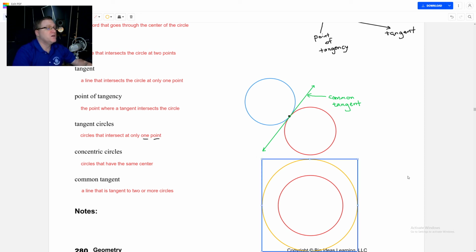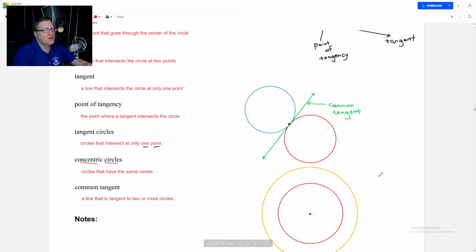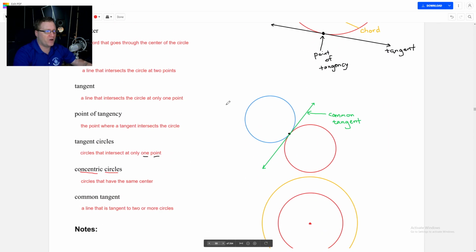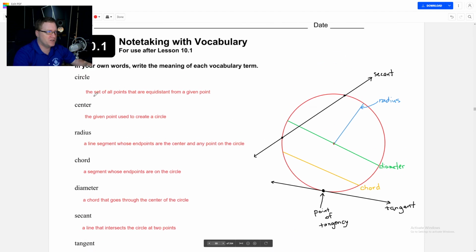Okay, good. So here we have two circles, and both of them have the same center. The center of this circle is right here, and the center of this circle is right here. So they both have the same center, so we call them concentric. These are concentric circles. So those are drawings of all of the words that you need to know.